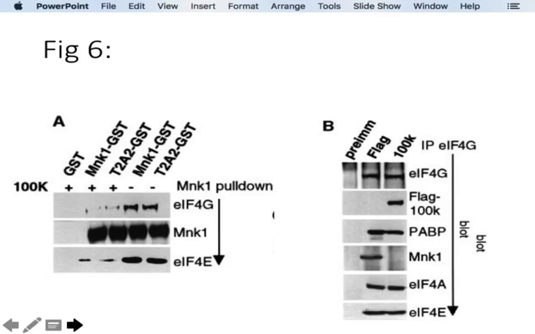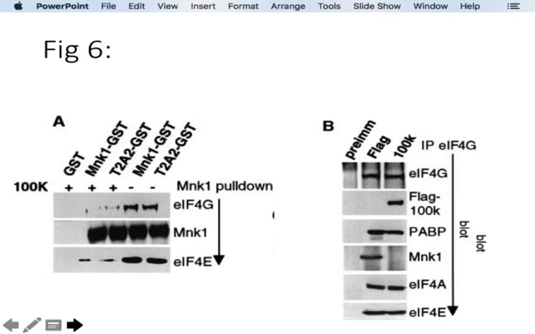Just thinking real quick. Let's take a look at B here. This is probably one of the seminal experiments done in this paper to show what exactly is inhibiting this translation. I'm going to give you guys 2 minutes. Come up with an explanation for what you observe in B, and don't focus on the pre-immune lane, just focus on the flag and the 100K lane.